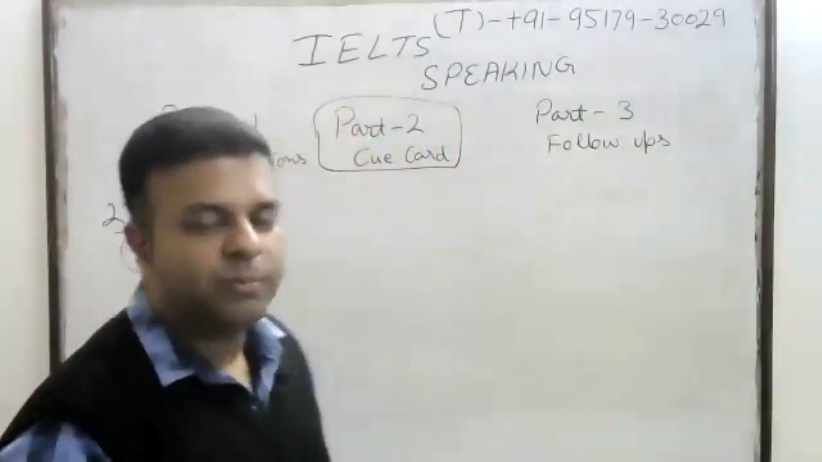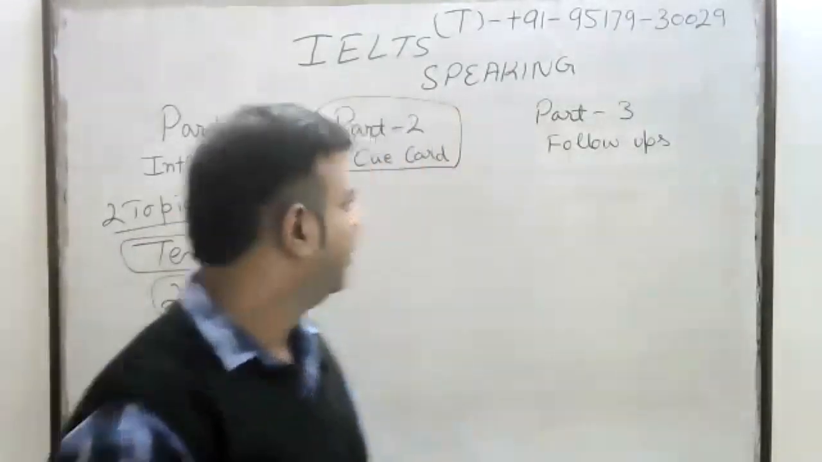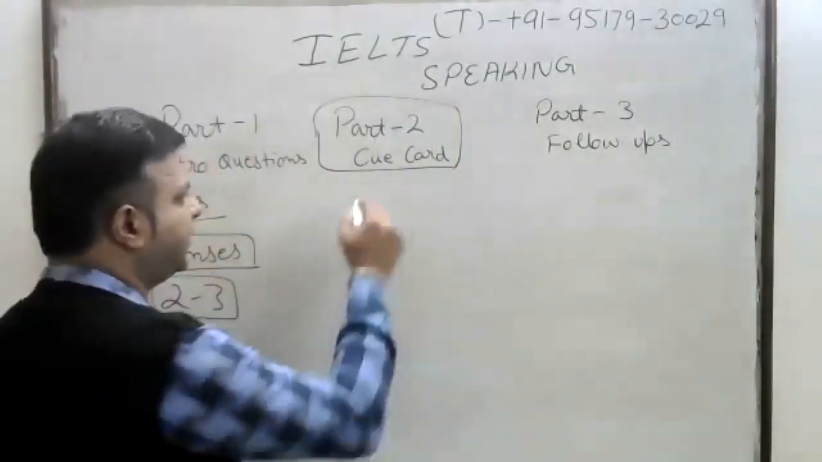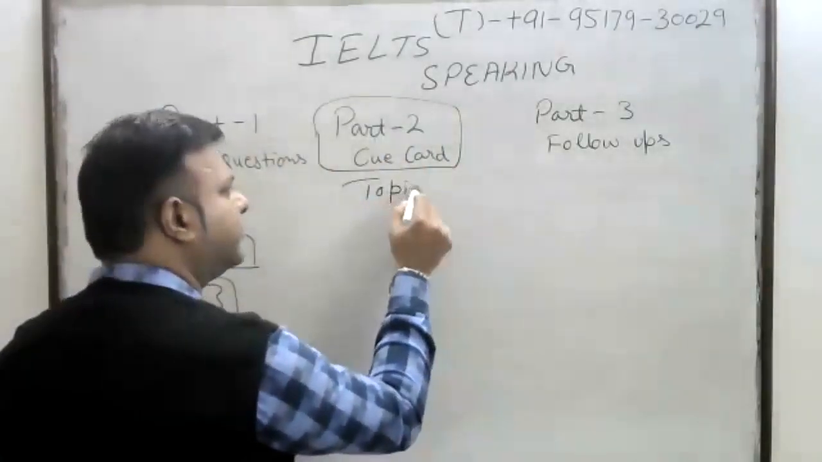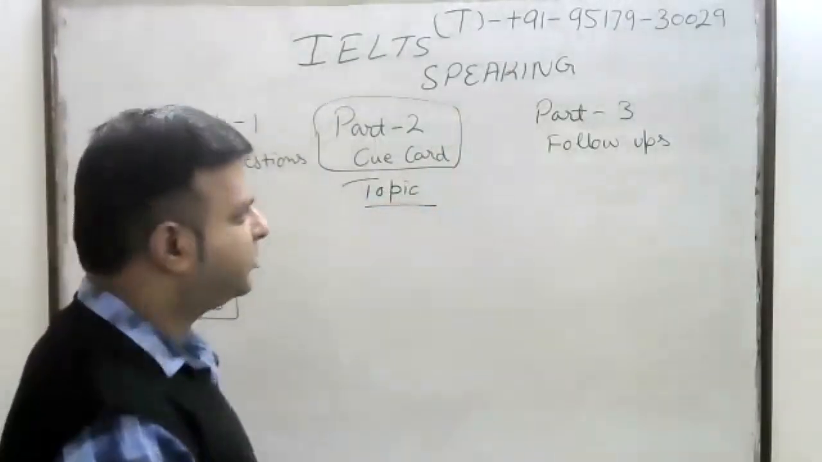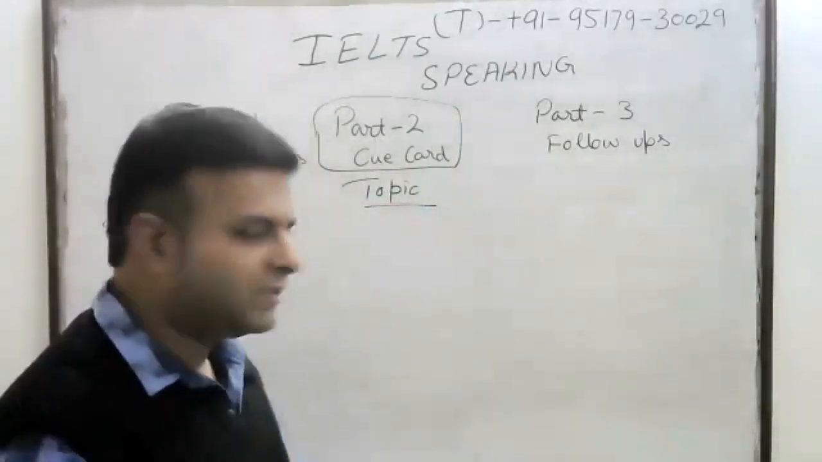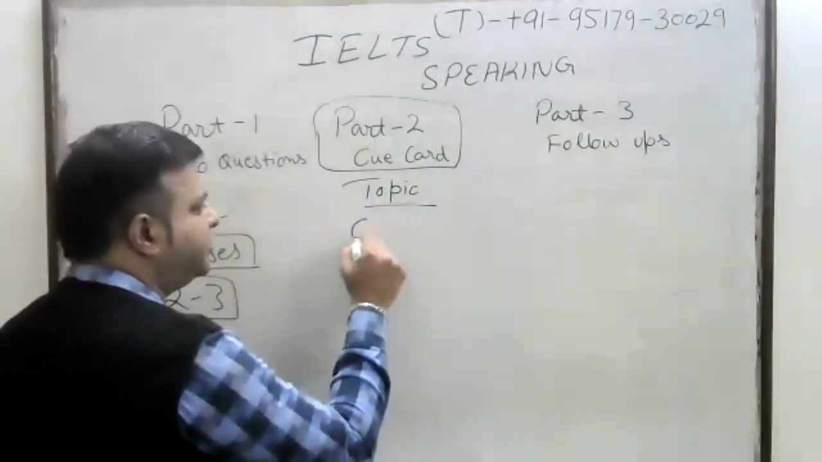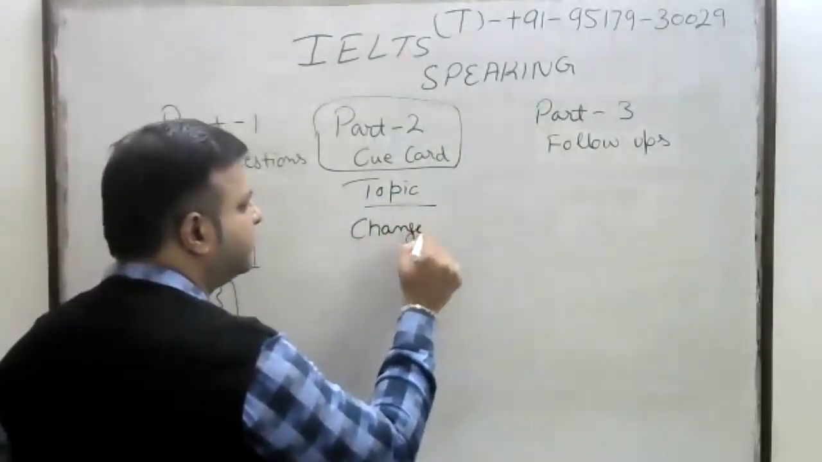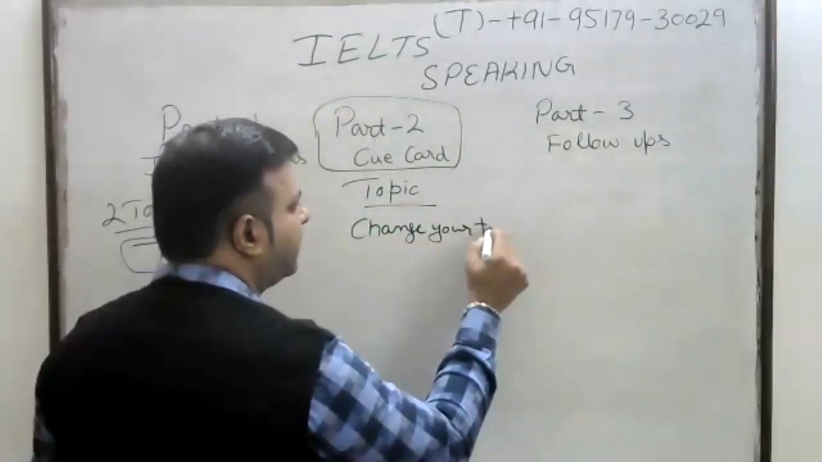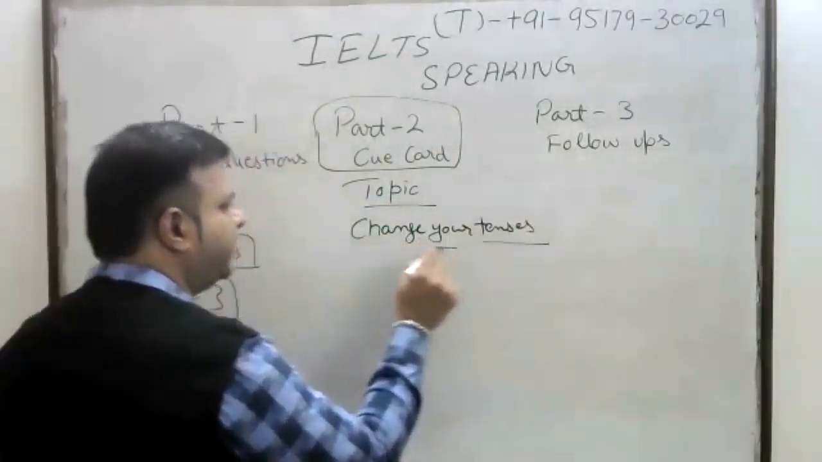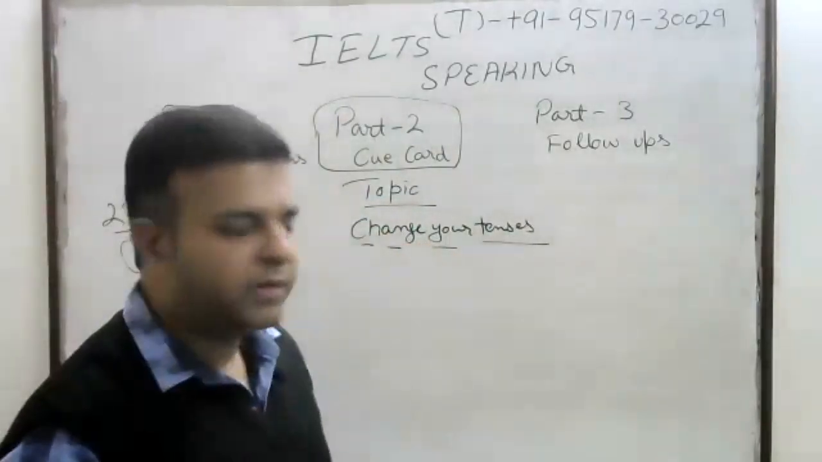that carries more band scores in speaking. Cue card. Now cue card is basically a topic that will be given to you. It will also have a tense, obviously. Right. So you have to speak. But the difference is here you need to change your tenses. That's your capability. You need to change your tenses, right?